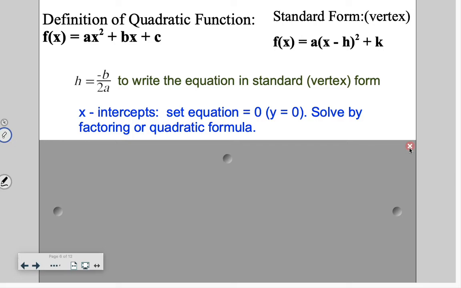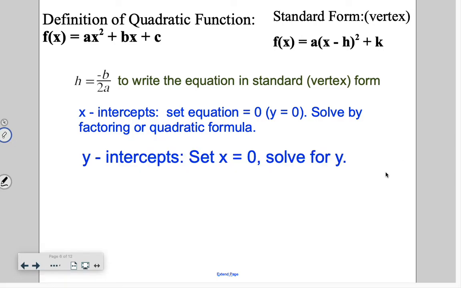And then the other point that we're going to take a look at is the y-intercept, which means that's when x equals 0, and then you solve for y. Whatever intercept you're looking for, just remember the opposite variable is always 0.